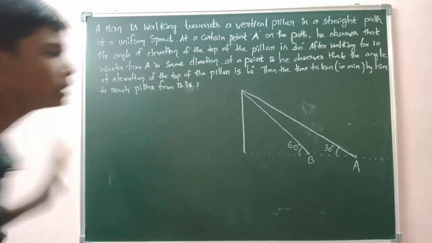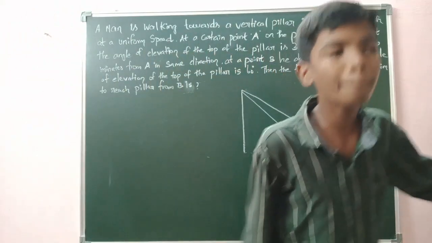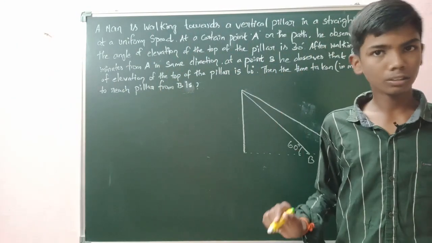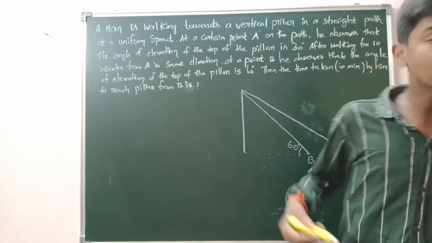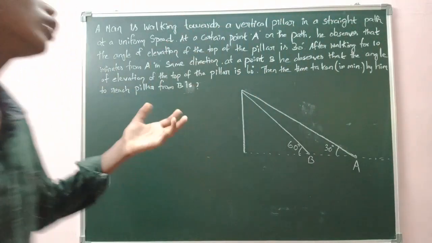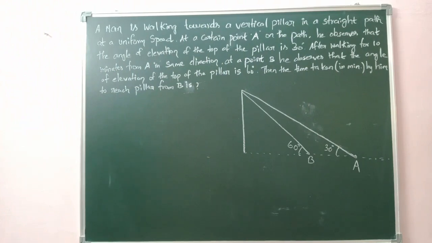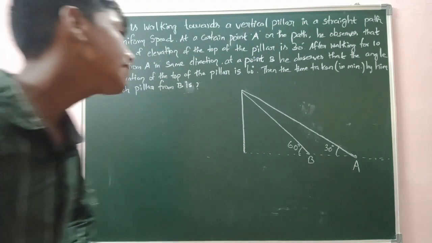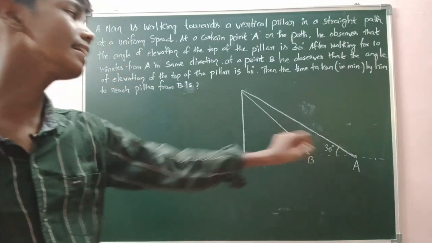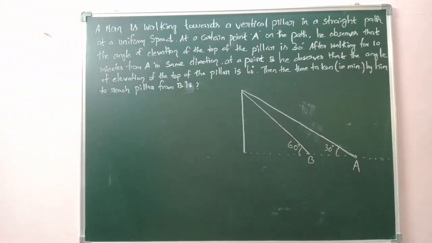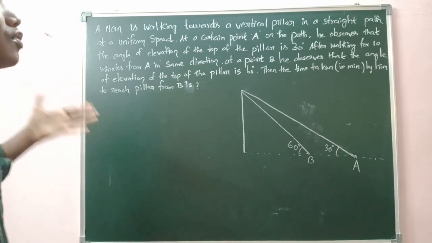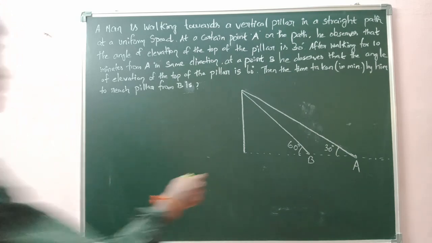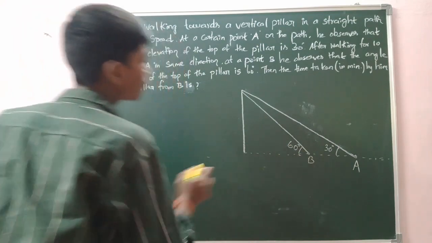Okay, the basic concept that you learned in applications of trigonometry in class 10th is what I am trying to use here. I am also using the information given in the question. From point A to point B it takes 10 minutes, where at point A the angle of elevation is 30 degrees, and at point B the angle of elevation is 60 degrees. This is the scenario given, and we are asked to find the time taken to reach the pillar from point B.